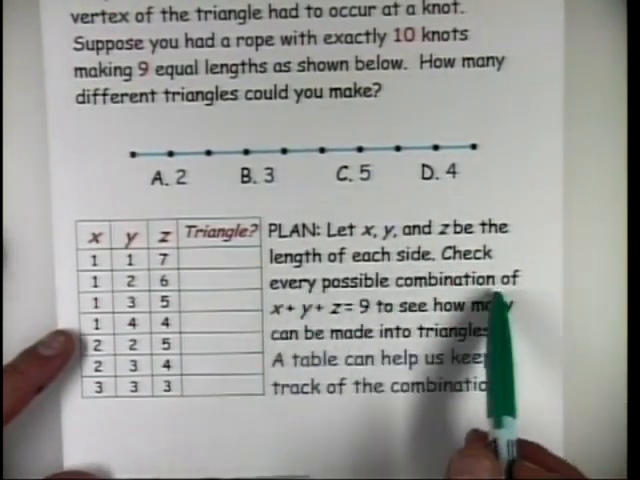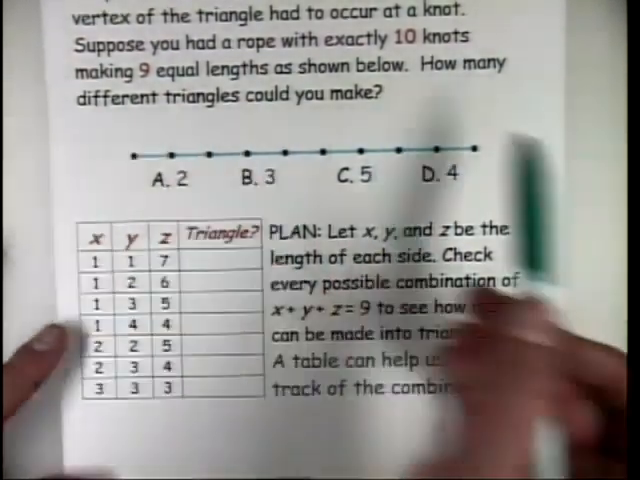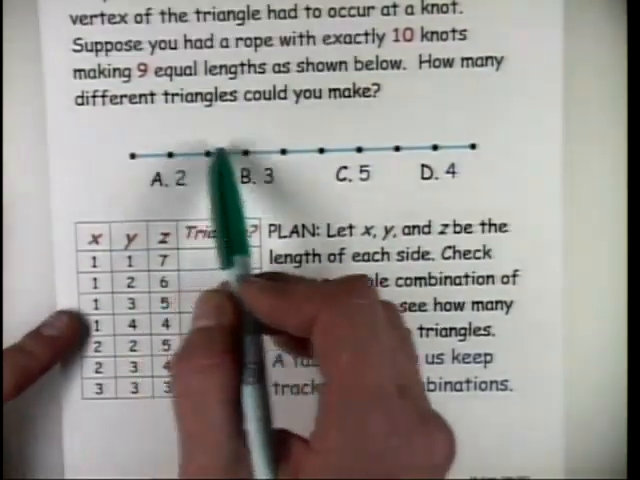Then we're going to check every possible combination so that the sum of the 3 sides is 9. If our sum exceeds 9, we are not using the same rope. Okay, there's 9 equal segments.